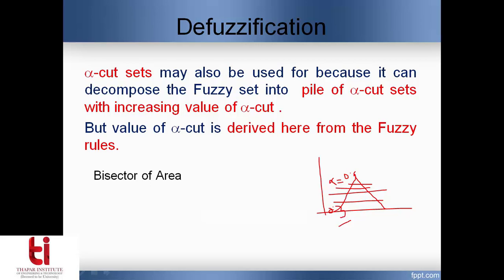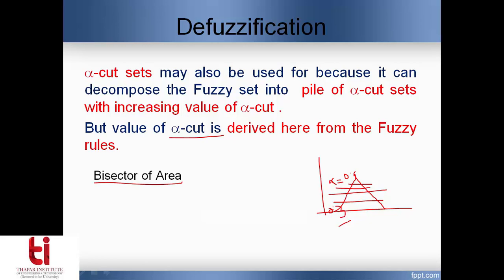and the same logic can be used to get the defuzzification also. But here the alpha cut is decided or derived from the aggregated fuzzy rules based on the fuzzy input for which I am computing my output.